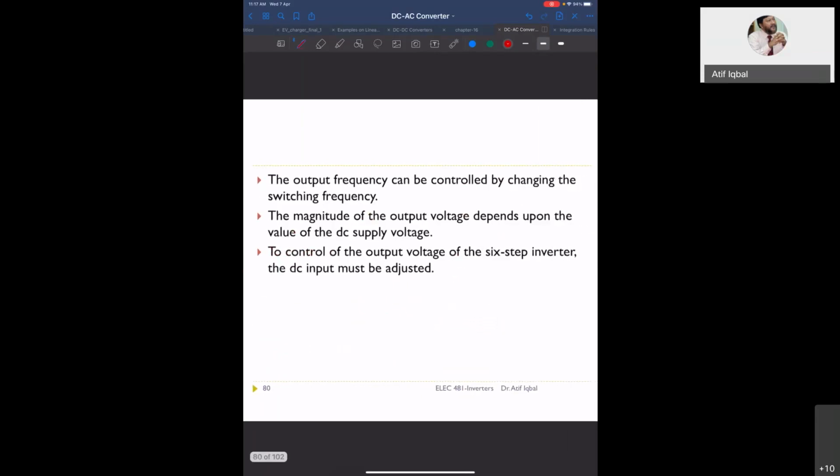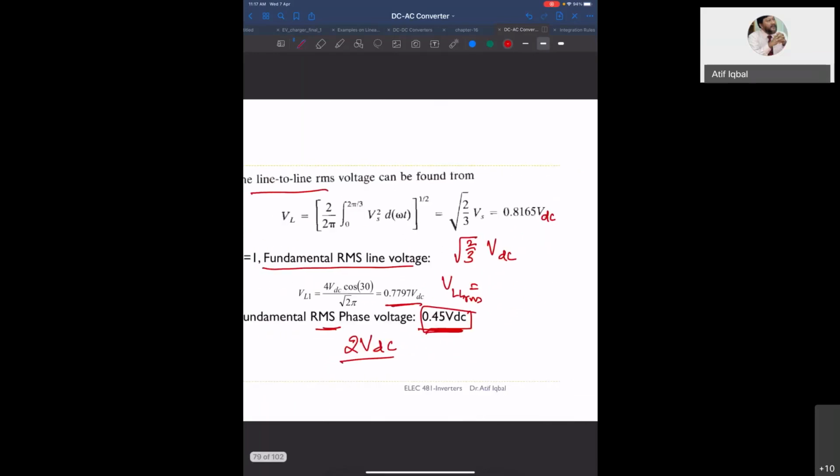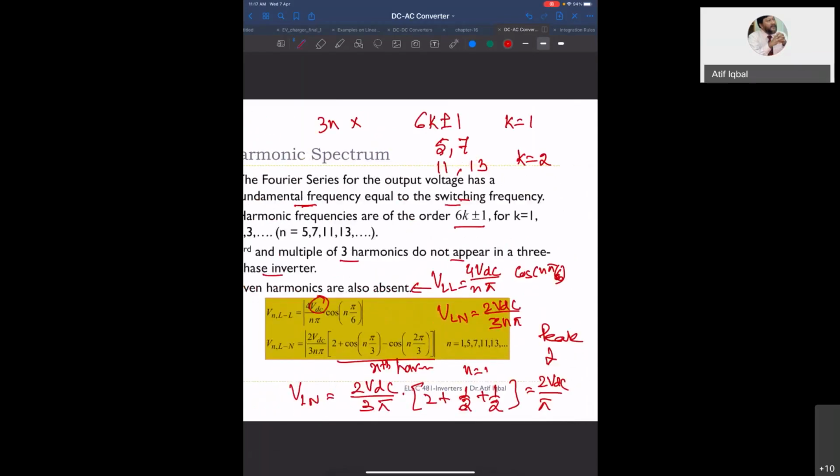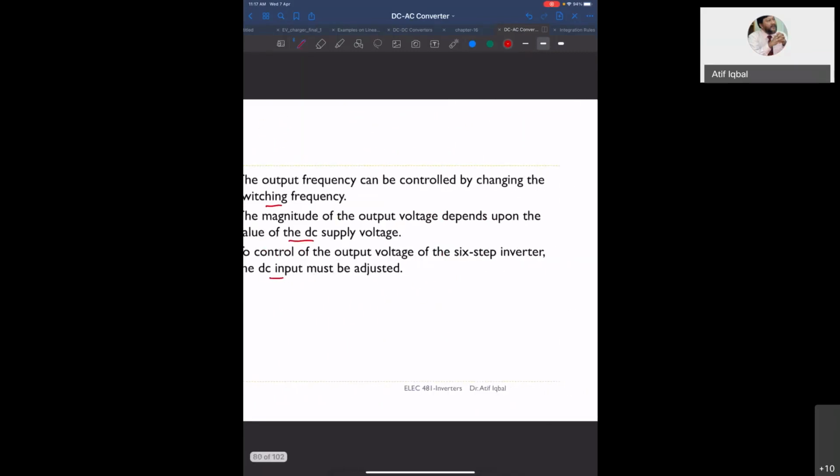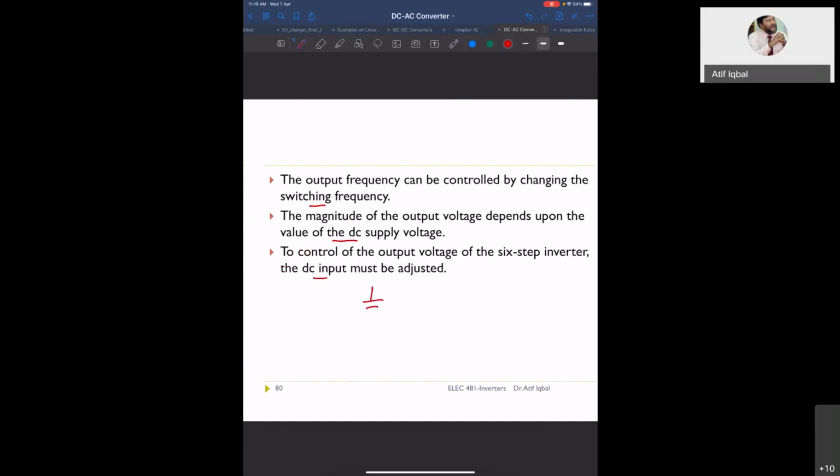The output frequency can be controlled by changing the switching frequency. The magnitude of the output voltage depends upon the value of the DC voltage. To control the output voltage of the 6-step inverter, the DC input must be adjusted. So you see here, because it depends upon VDC. So how do you change the VDC? VDC you can change from the source side. Here you can change VDC, then here you will get different voltage.